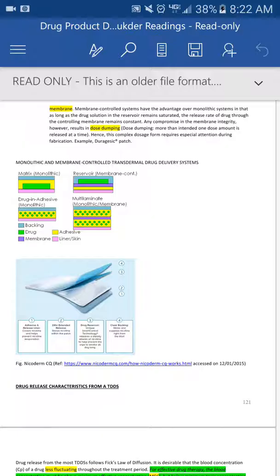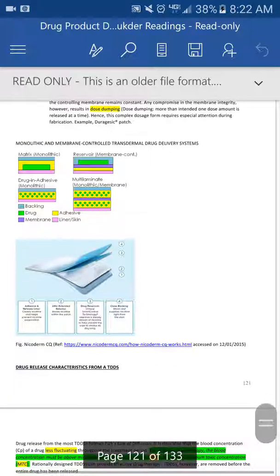Complex dosage form requires special attention, special attention during fabrication.